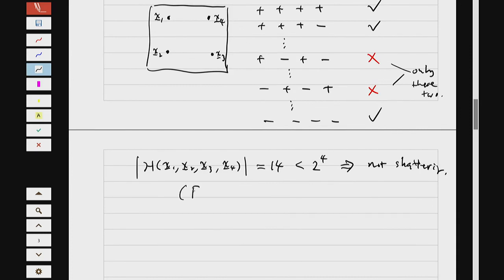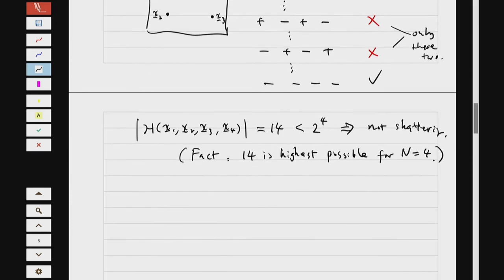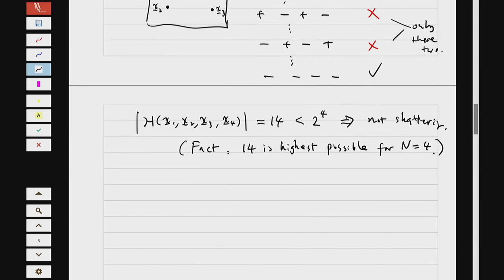So in fact, 14 is the maximum number of dichotomy vectors that you can get when you have 4 points. 14 is highest. You can prove this actually, but of course we won't be able to do it here. You can never get to 16 when you have 4 points, no matter what. So that's another thing to remember.